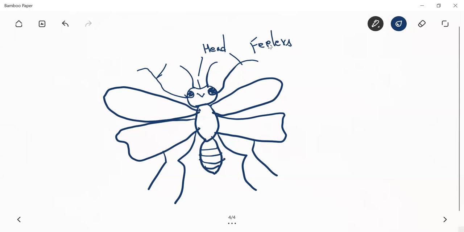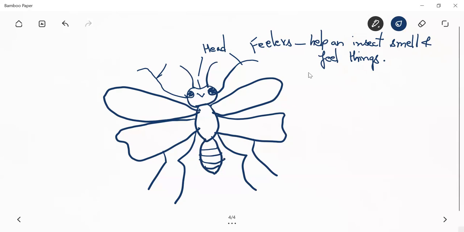What do feelers help in? Feelers help an insect to feel things and to smell. Feel and smell things, so that the insect can smell the things which are near the insect.